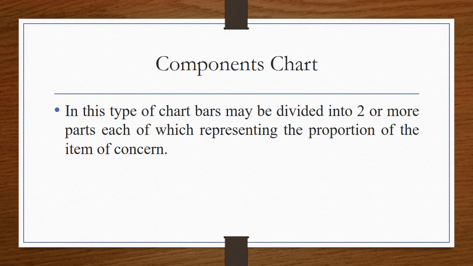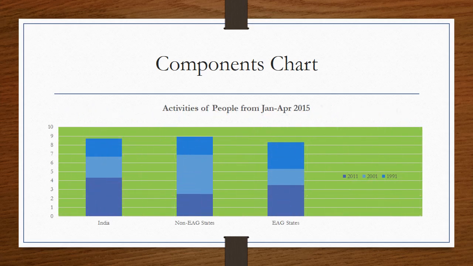Then coming to the components chart. So what is meant by component? Here there is only one bar, and within that one bar we will divide it into two or more parts. Each bar will be divided into one or more parts. So we will see the example. Coming to components charts, here within one bar there will be divided parts.